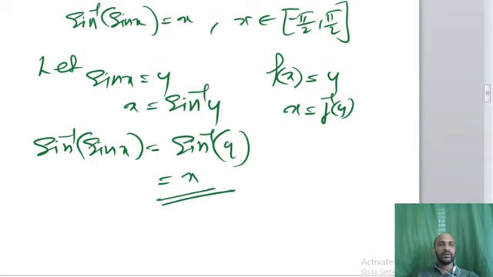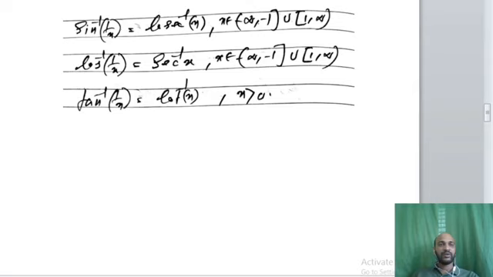Okay, now property 3, sin inverse of 1 by x equal to cosec inverse of x, where x belongs to minus infinity to minus 1, union 1 to infinity. And this one is the domain of cosec inverse of x, or the range of cosec x. cos inverse of 1 by x equal to sec inverse of x, and tan inverse of 1 by x equal to cot inverse of x.